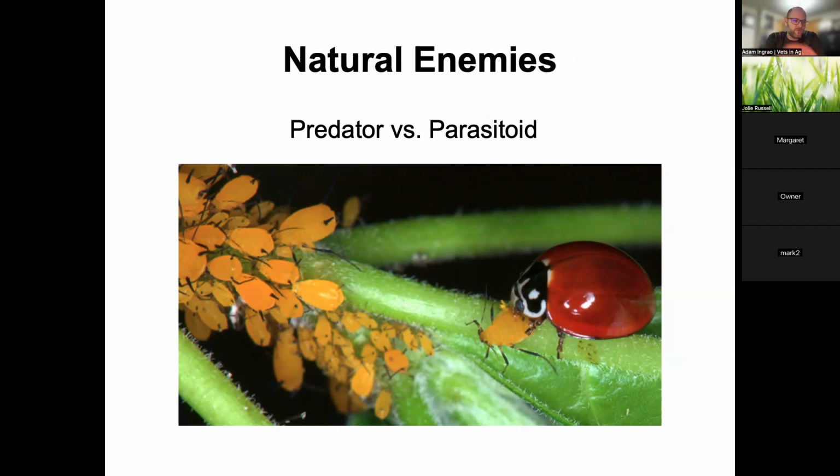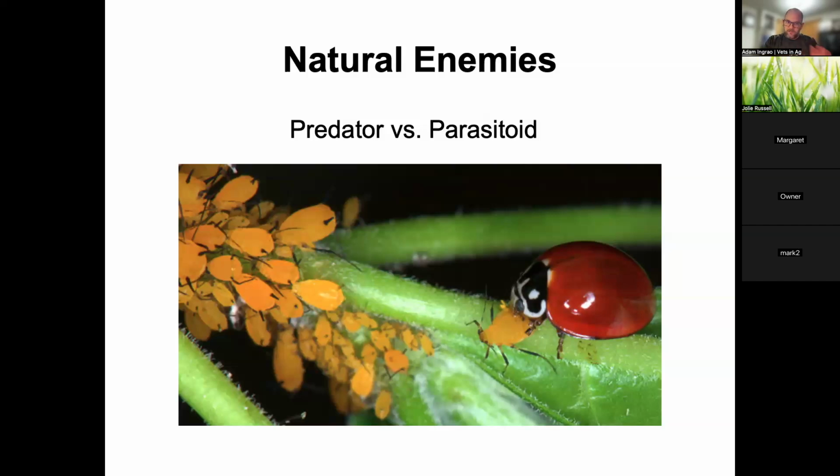And I'm sure many of you have seen these for sale in your garden stores, those types of things available for you to release as a predator. Now, predators are unique in the sense that they eat one item at a time. So they move up to a prey item, they feed on that prey item. Once they're done feeding on that prey item, they move to the next one. And that's the relationship a predator has with its prey.